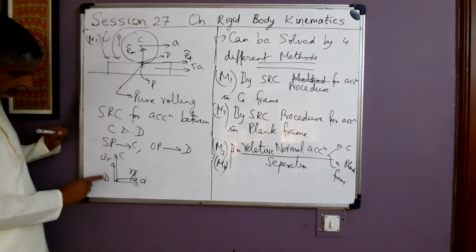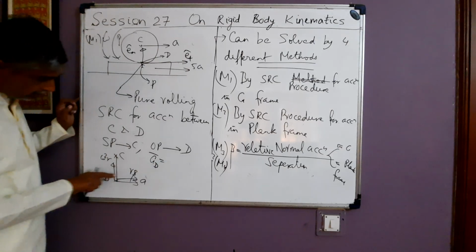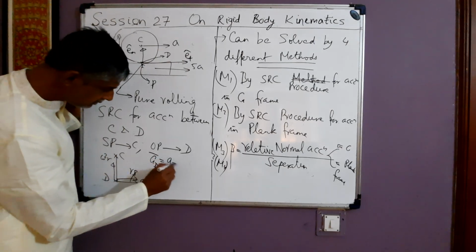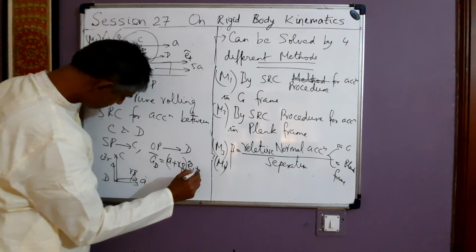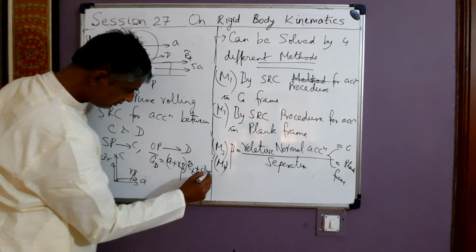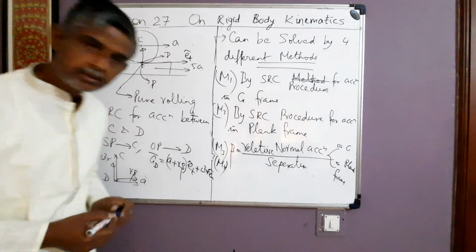The acceleration of D will be the vector sum of these two. So the acceleration of D along et will be A plus R beta: A plus R beta et hat plus omega square R en hat. This is the acceleration of D. Alright, fine.